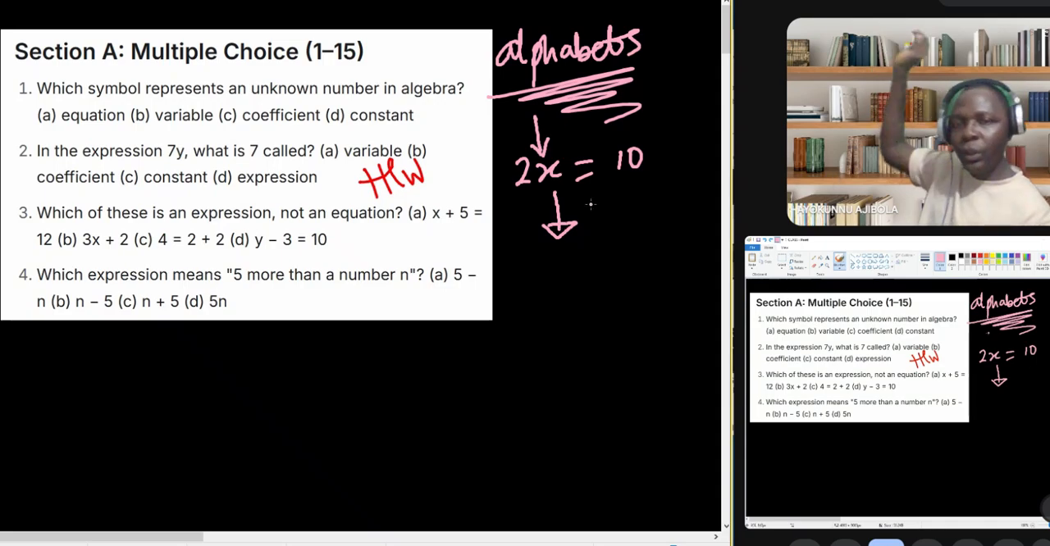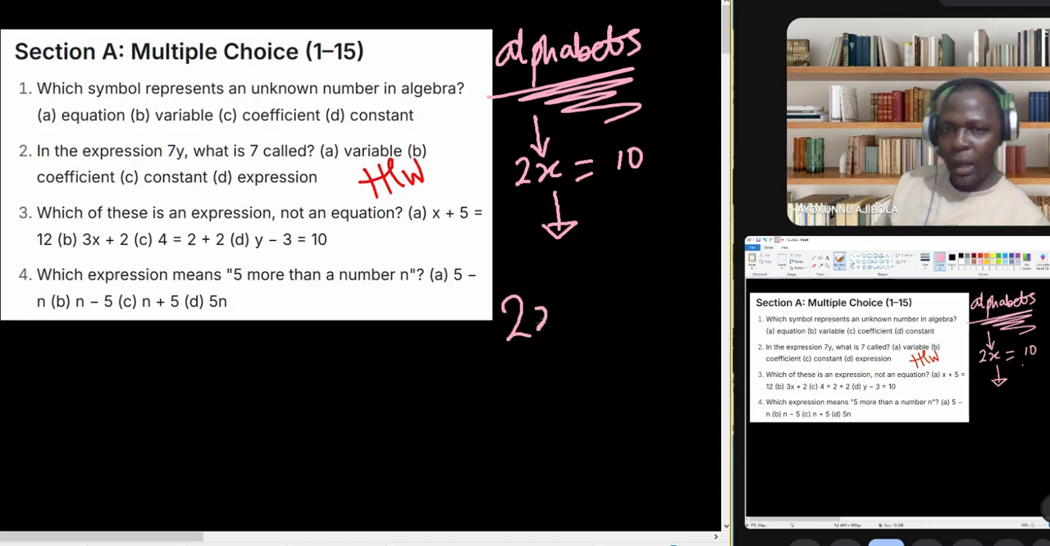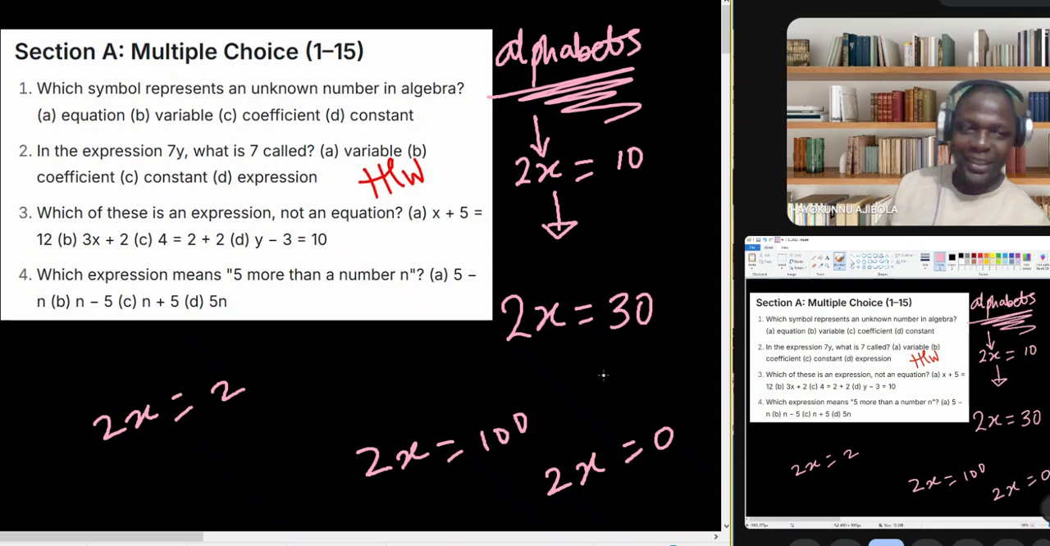And what we don't know can take any value based on the equation, right? Yeah. What if I say 2x equals 30? Or what if I say 2x equals 100? What if I say 2x equals 2? Or 2x equals 0? All of them have x, yes or no? Yeah. So what do you think is going to happen to all of these x's? Are their values going to be the same?